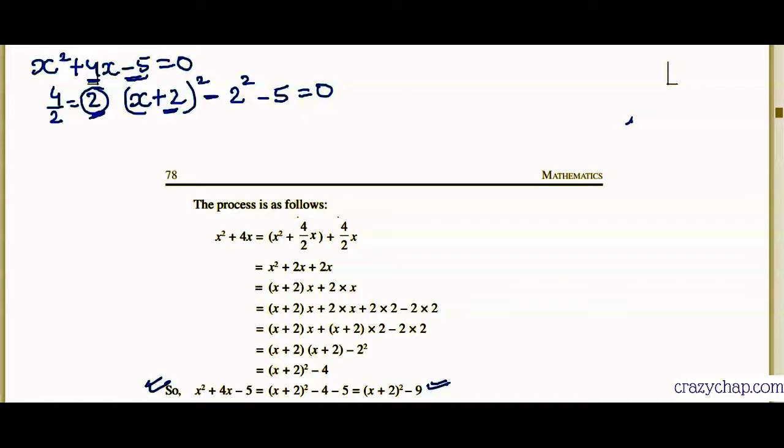Let me explain why this is correct. Have a look here. Why is this thing equivalent to this stuff? When you expand x plus 2 whole square, what you get is x square plus 4x plus 4, and this thing is minus 4, so we get minus 4 minus 5. All this we have actually done just by adding and subtracting, so basically we have balanced the equation, right?